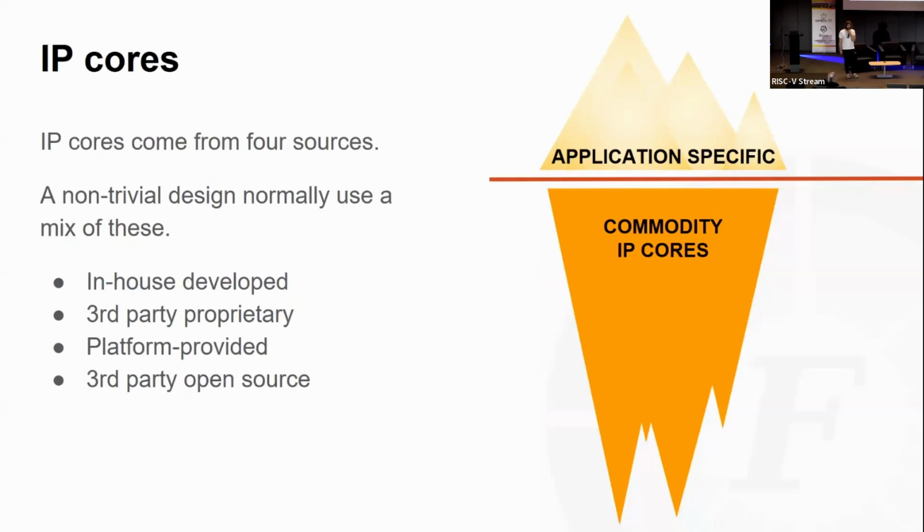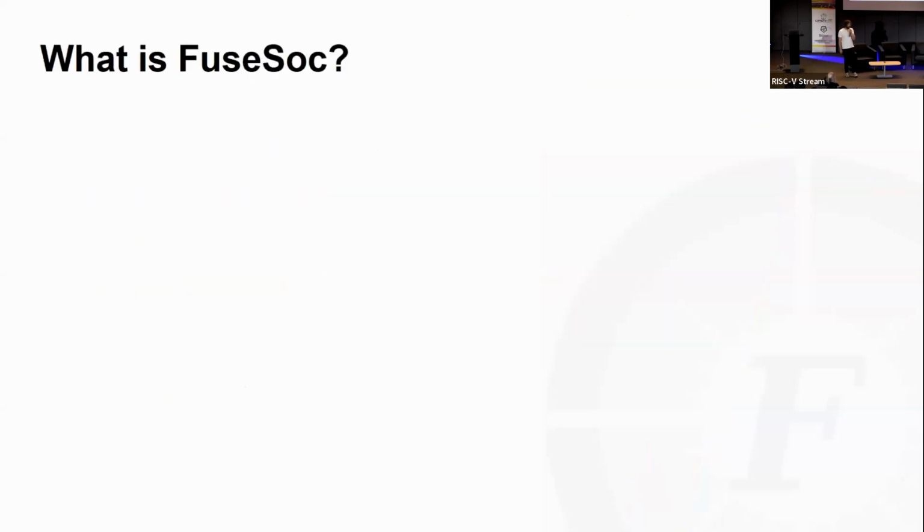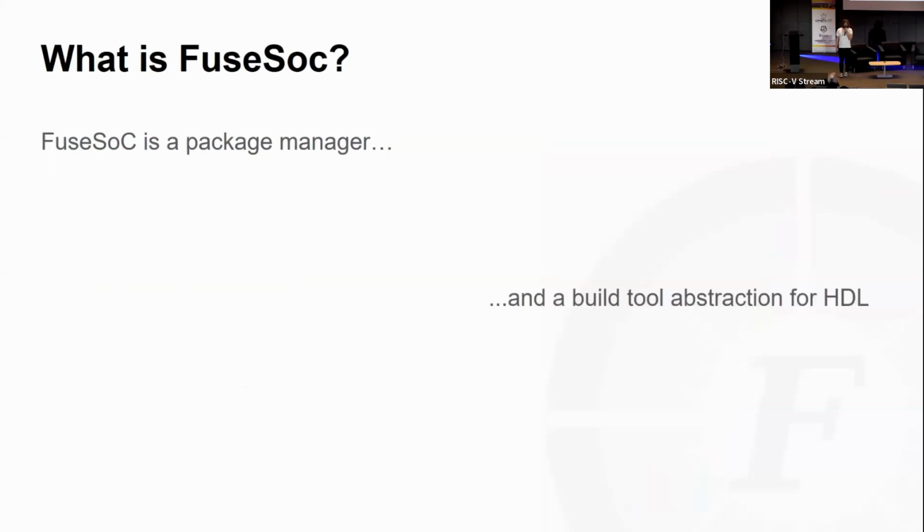In any case, you want all these kinds of IP cores to be mixed, and you want to handle them in a uniform way. This is a solved problem in software. We call this package management, where you have a common interface to your packages, which is equivalent to cores basically for hardware. So FuseSoC is a package manager, and it's also a build abstraction tool, because you want eventually to do something with all these IP cores. You want to simulate them, or you want to synthesize them, or something else.